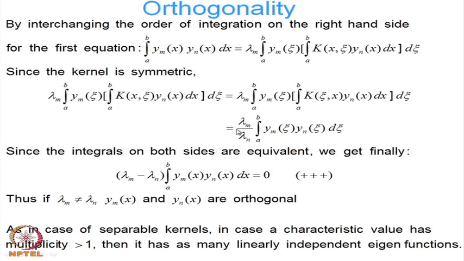So, if I do that, then lambda m cannot be equal to lambda n, which means that in order to satisfy this integral, y of m must be orthogonal to y of n over that interval a to b. Is that clear? So, distinct eigenvalues correspond to orthogonal eigenfunctions, right.